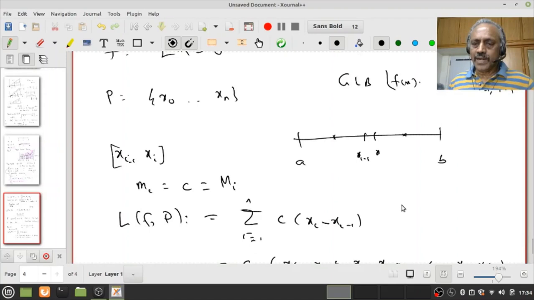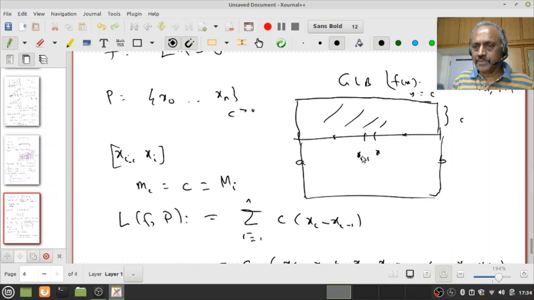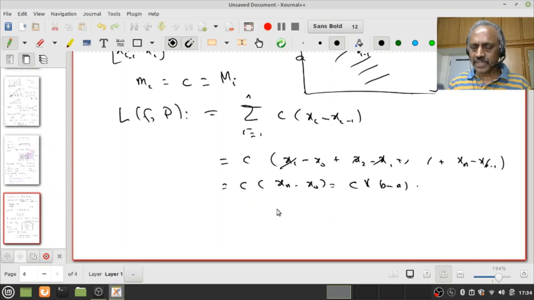Now what does this say? Suppose for the time being c is positive, then this is the graph of the function, y equal to c, and I want the area. But what is the area under the graph? It is just a rectangle whose base is of length b minus a and height is c, therefore the area should be c times b minus a. If c were negative, then what I get is c times b minus a, so I attach a negative sign to the area. Are you following? Have you understood what I am trying to say?